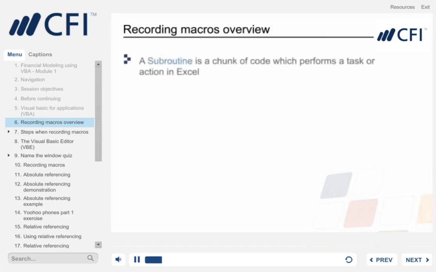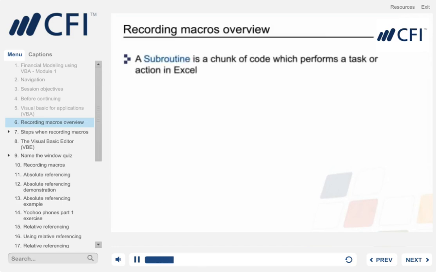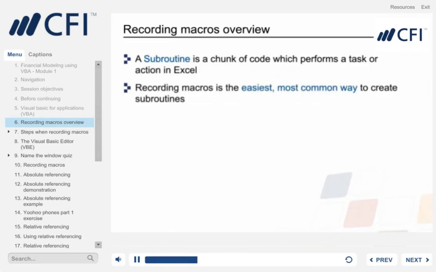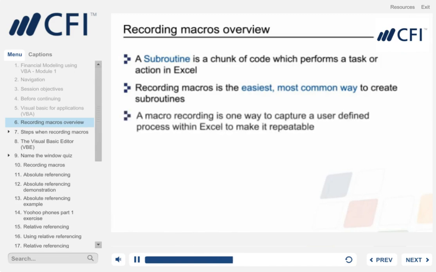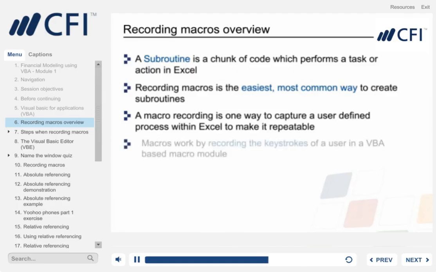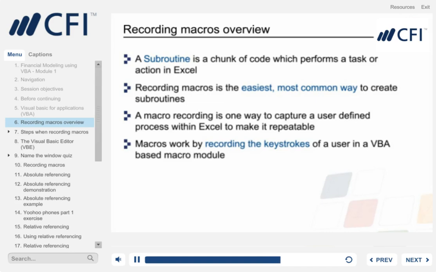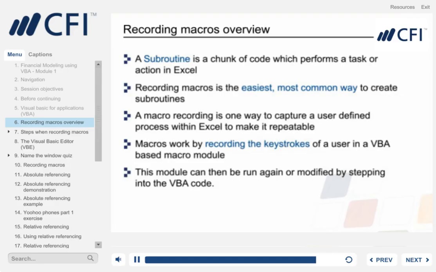A subroutine procedure is a chunk of code which performs a task or action in Excel. Recording macros is the easiest, most common way to create subroutine procedures. A macro recording is one way to capture a user-defined process within Excel to make it repeatable. Macros work by recording the keystrokes of a user in a VBA-based macro module. This module can then be run again or modified by stepping into the VBA code.